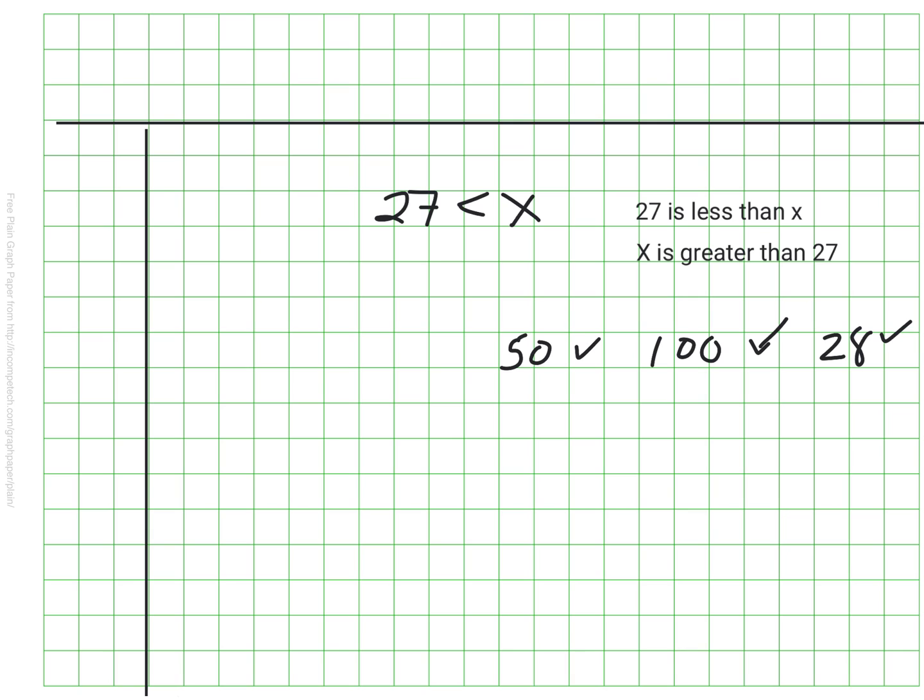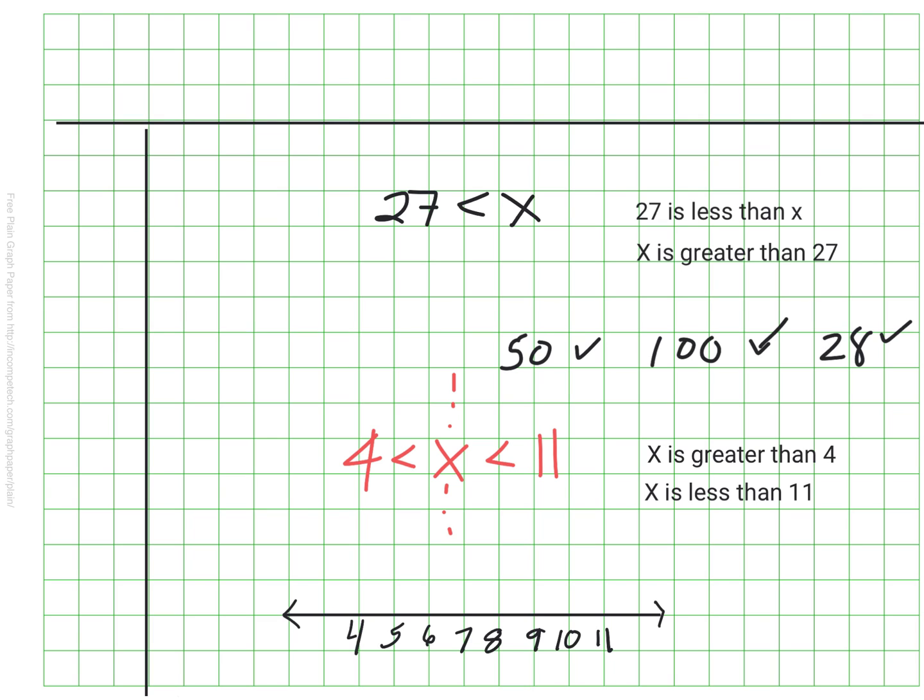Let's try one that's just a tiny bit more complicated, but still totally doable. So what if we have 4 is less than x, which is less than 11? There's multiple things going on. We're actually pretty restricted here. We know that x is greater than 4. That's what the first part tells us. But the second half tells us that x is also less than 11.